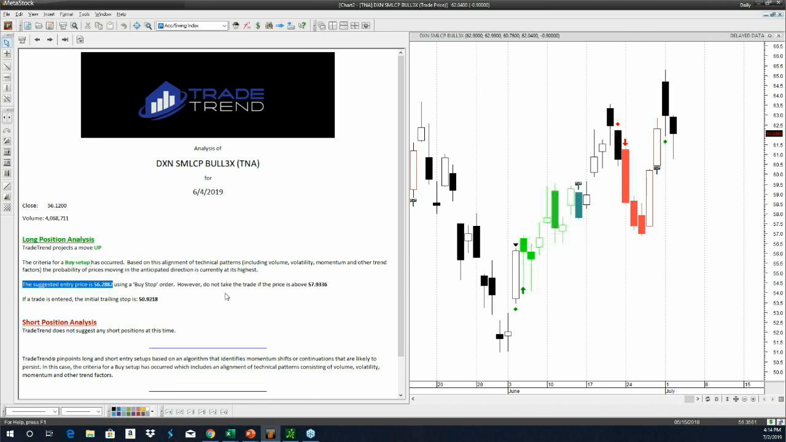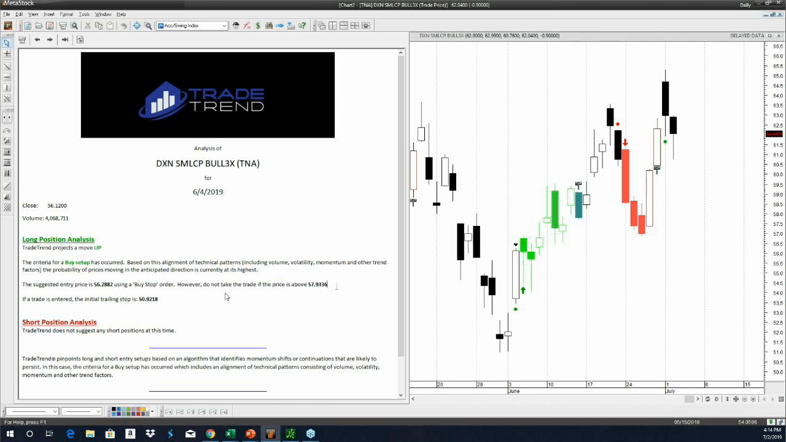So it tells us the criteria for a buy setup has occurred based on the alignment of technical patterns and other momentum volatility factors. The probability of prices moving in the anticipated direction, in this case up, is at its highest. And then it tells us where to enter our order. It also tells us where to put our stop loss order. So if we get a triggered trade, it's going to tell us that the trade's entered and where to place our stop loss order.